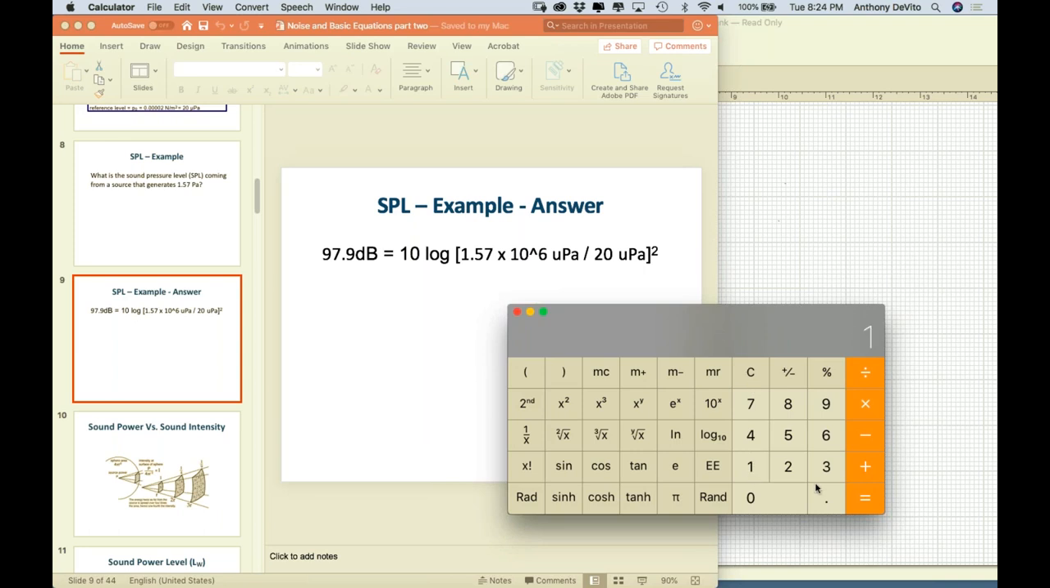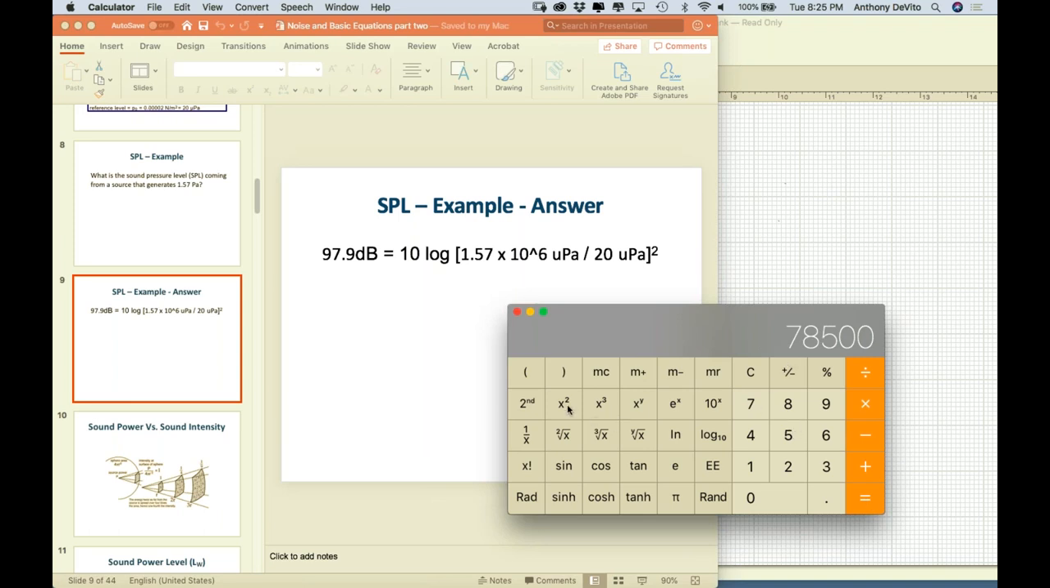Okay, 1.57 divided by 20 equals 0.0785. Okay, so now before I do that, well, what is that actually? Okay, 0.0785 times 10 to the sixth, which is a million, is equal to 78,500.